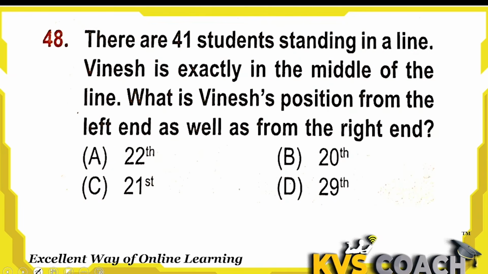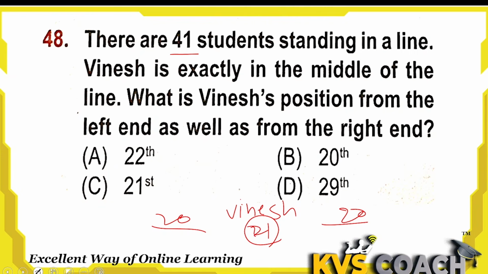Next is, there were 41 students standing in a line. Vinesh is exactly in the middle of the line. So with 41 students, the middle means 20 on one side and 20 on the other, and Vinesh is at number 21, that's why he is in the middle of the line. What is Vinesh's position from the left as well as from the right? That is the 21st position from the left and from the right. C is the right answer here.